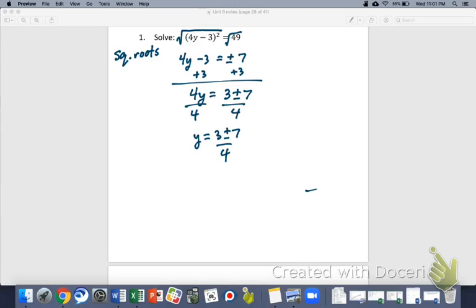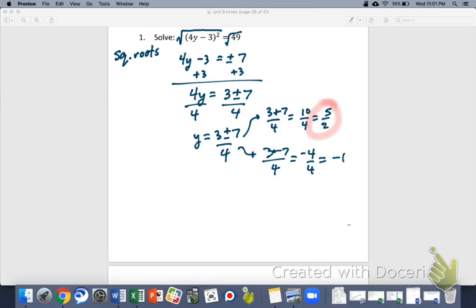This can be simplified. So 3 plus 7 over 4 is 10 over 4, which is 5 over 2, or 2.5. And then 3 minus 7 over 4 equals -4 over 4. I've got -1. So I've got 2 different answers, 5/2 or -1. Both should be solutions for this equation.